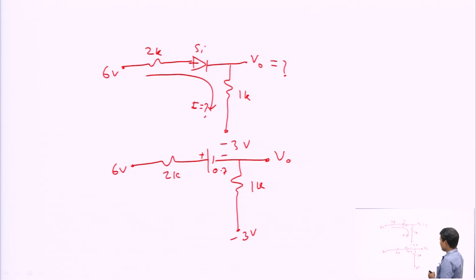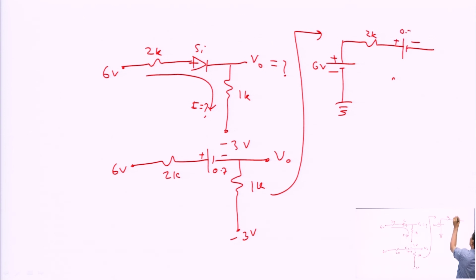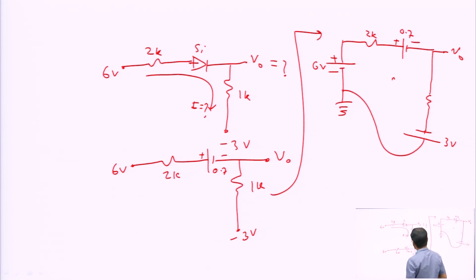For you guys it will happen like that, minus 3 volt. How will I redraw this circuit? Like this: a plus 6 volt battery, this will be grounded, here a resistance of 2 kilo ohm, here a battery of 0.7 volt and this is V naught, and here also a resistance, and minus 3 volt means here a 3 volt battery and plus is with the ground. This is the circuit of complete analysis.